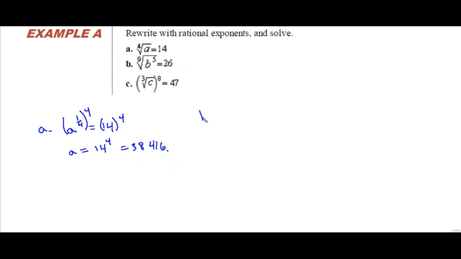For part B, we can rewrite the 9th root of b to the 5th as b to the 5/9 power equals 26. So how do we get rid of 5/9? Remember, if we have a power of a power, we're multiplying these two exponents. So if I multiply by the reciprocal of 5/9, which would be 9/5, I'll end up with just b, and we'll say that's 26 to the 9/5 power.